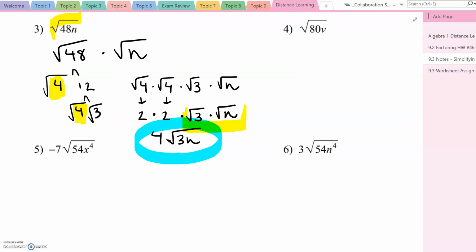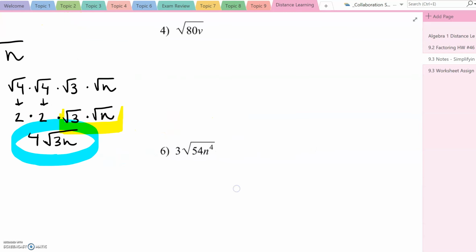So looking at number 4, it's the square root of 80v. If you're not ready to go on to number 4, no worries at all. You're welcome to pause the video and wait till you can catch up on your notes page and mentally before we move on. But number 4 is the square root of 80v. Again, I want to think of square root of 80 times the square root of v because we don't normally combine our numbers and letters. So let's just think of what numbers multiply to get us 80.